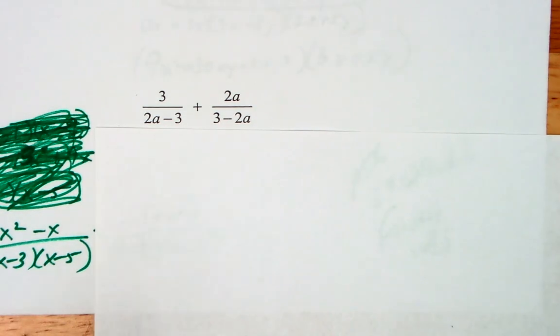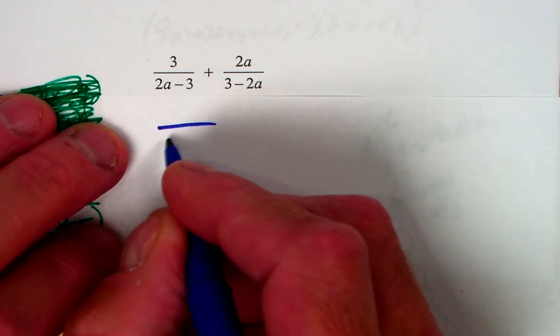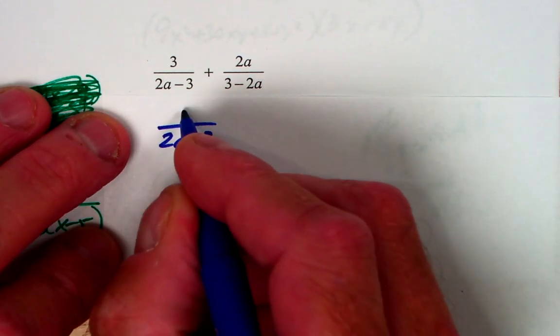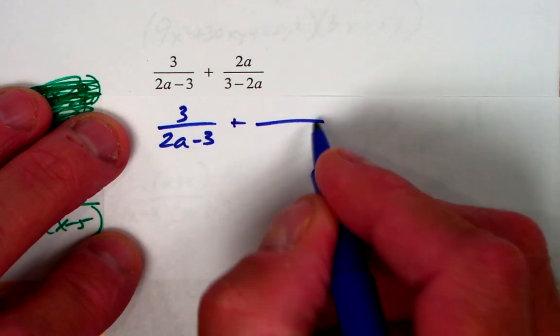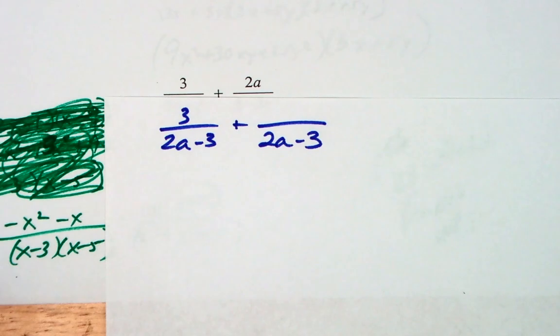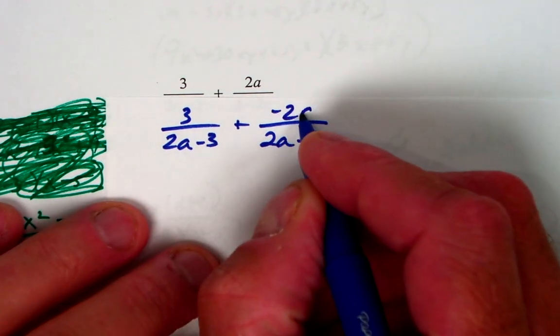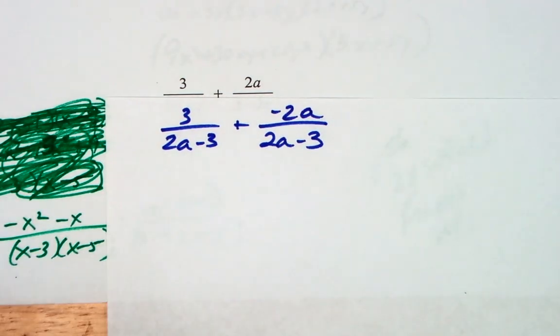So here we go. You'll notice from the other day, well, actually, let me ask you guys this. If I leave this alone and I change this to a 2a minus 3, what do I have to do to the top? Times by a negative. Because remember, when we change the order of a subtraction, it's like pulling out a negative. So I'm going to go ahead and just make this a negative 2a on the top. And then it's actually going to go really, really well.